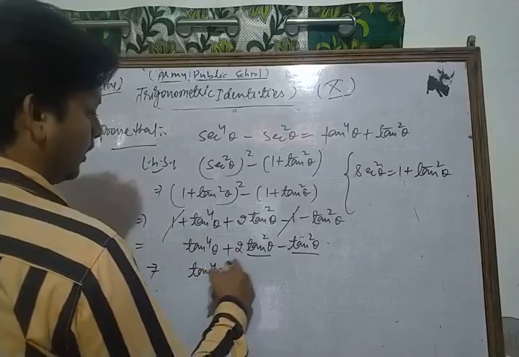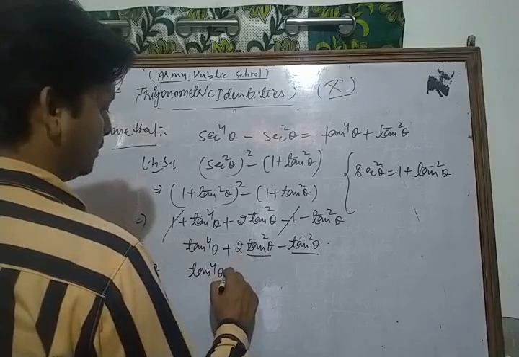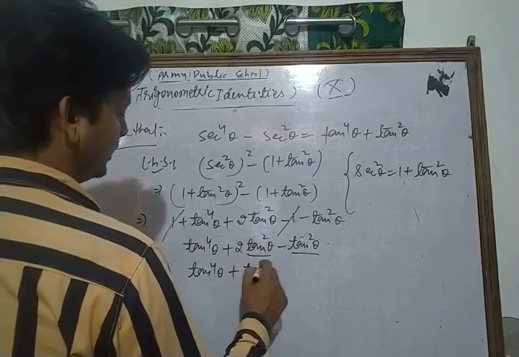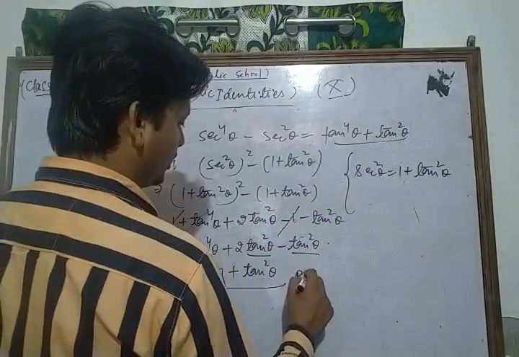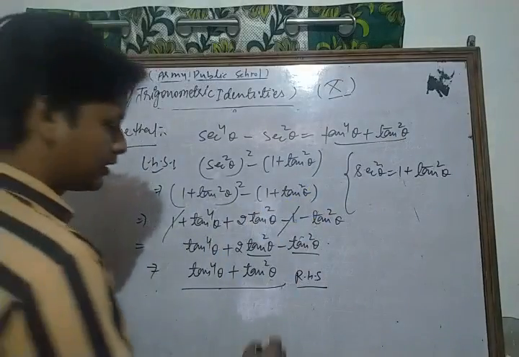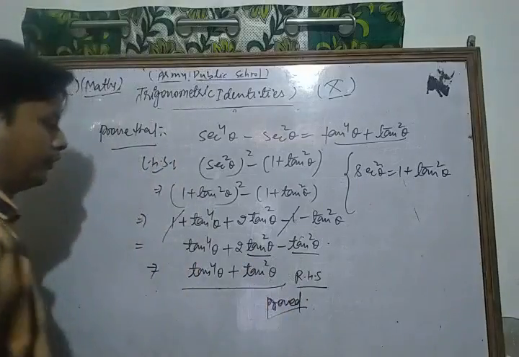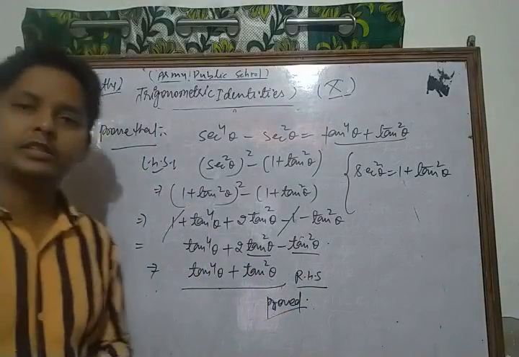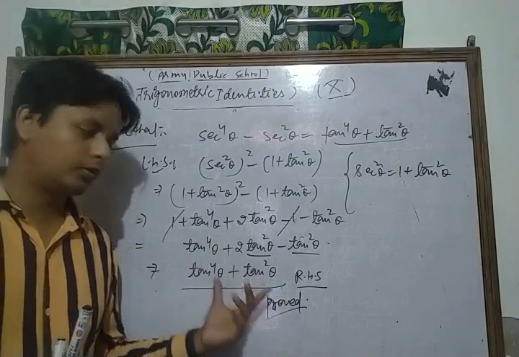4 theta. 2 minus 1, this is plus 1 tan square theta is left. This is our required proof. This is our RHS. Hence proved.